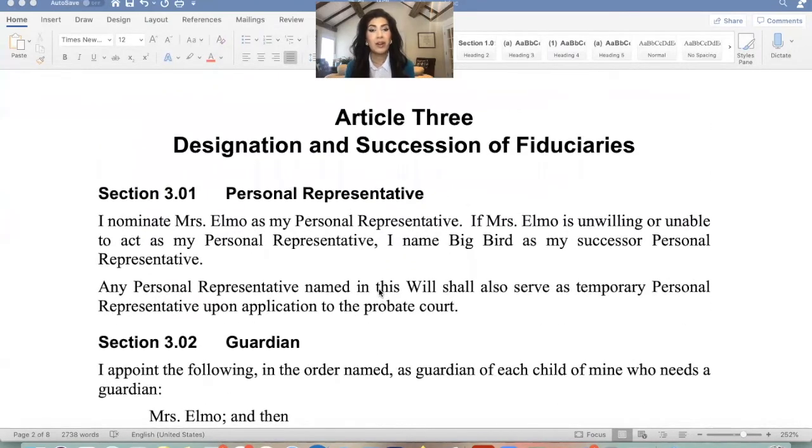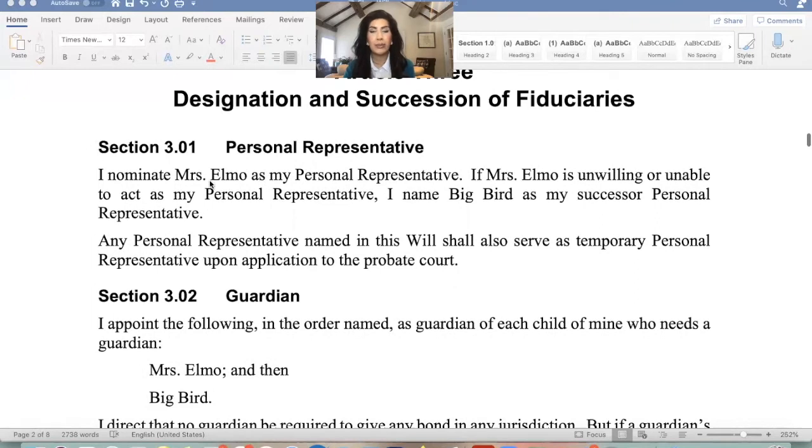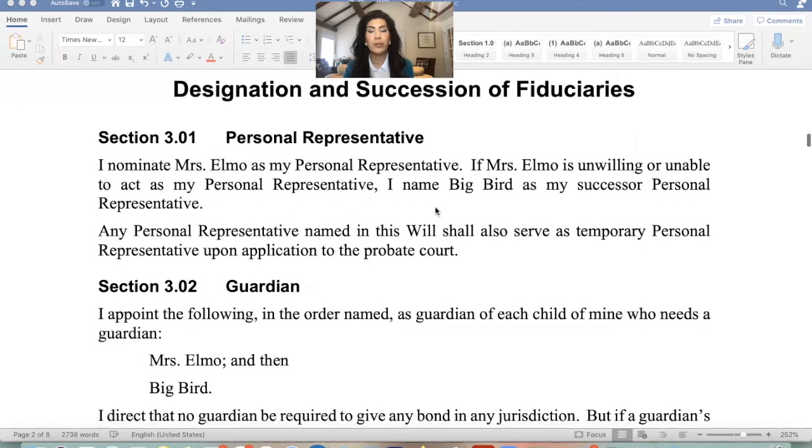Article 3 talks about who is in charge of the probate process, the personal representative. It used to be called executor, now it is personal representative. It means exactly the same thing. So Mr. Elmo has nominated Mrs. Elmo. If Mrs. Elmo is not able to step in and do the job, then it would be Big Bird stepping in.